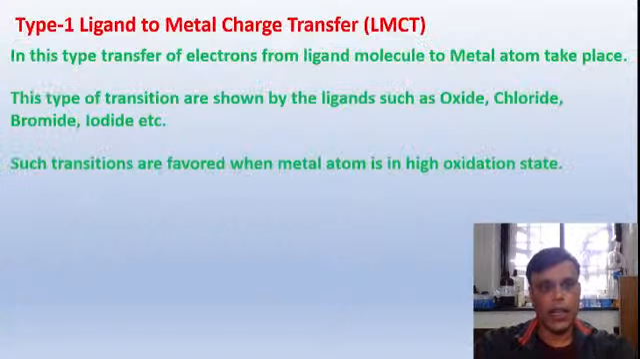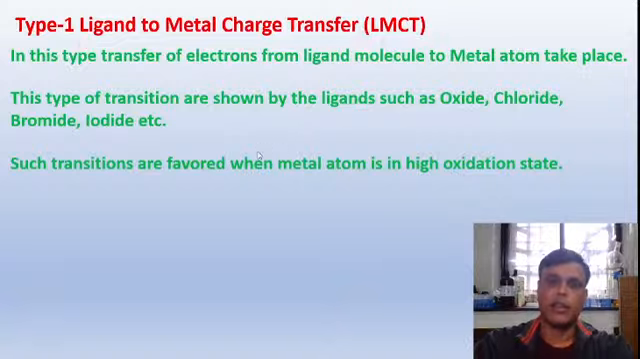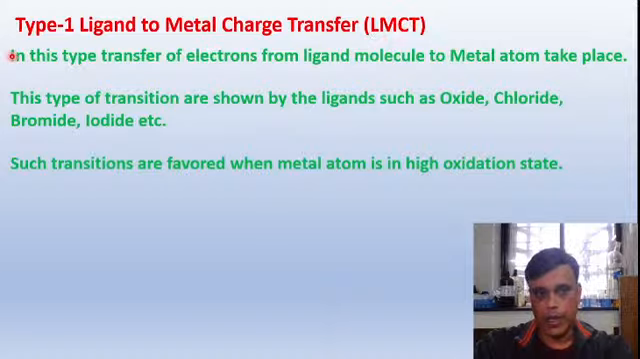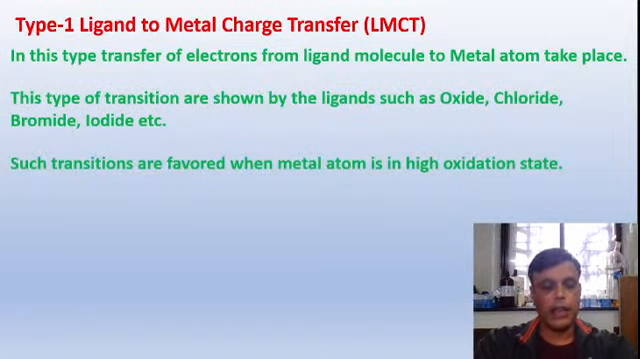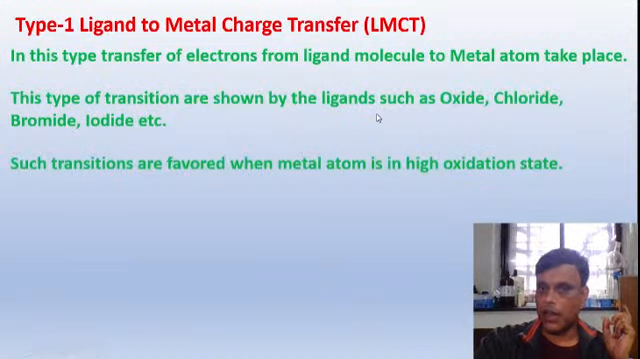So type 1, that is ligand to metal charge transfer, is called LMCT. In this type of transition, transfer of electrons from ligand molecules to the metal atom takes place. As the name indicates, the transfer of electrons takes place from ligand to metal, and this type of transition is generally shown by ligands such as oxides, chlorides, bromides, iodides. When such ligands are there, then there is a possibility of LMCT, that is ligand to metal charge transfer.